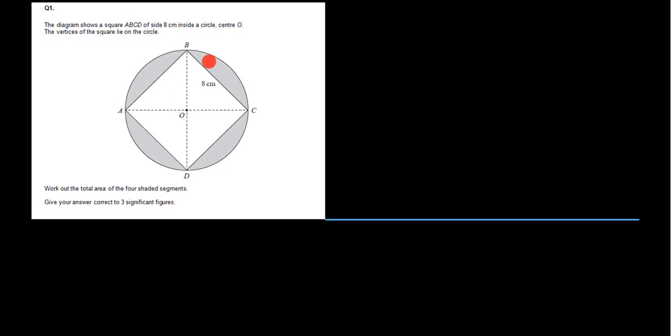Here, in this particular question, the question reads as such: the diagram shows a square ABCD of side 8 centimeters. Let's just highlight the square ABCD. So each side is 8 centimeters, that's 8 centimeters, that's 8 centimeters, that's 8 centimeters, and that's 8 centimeters.